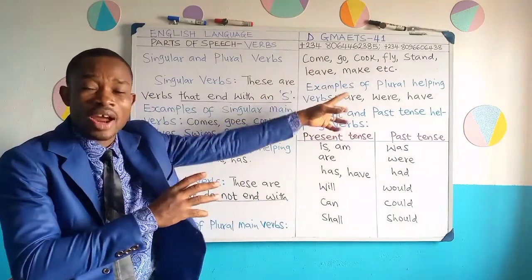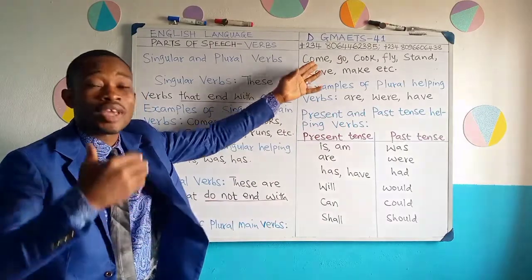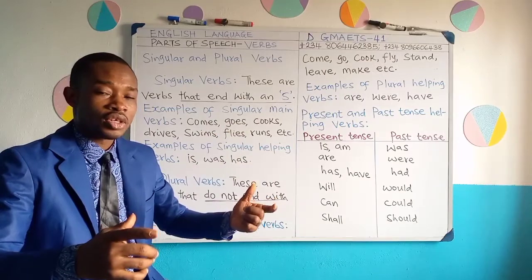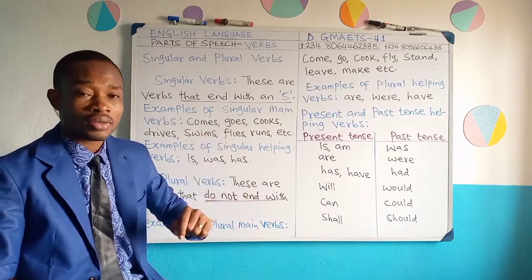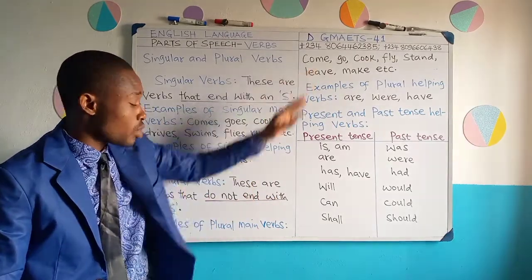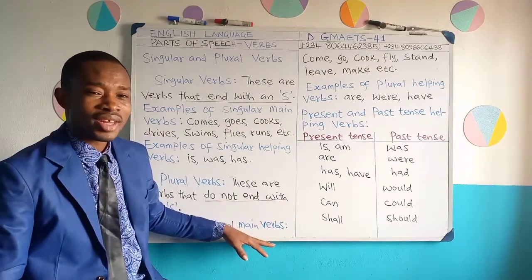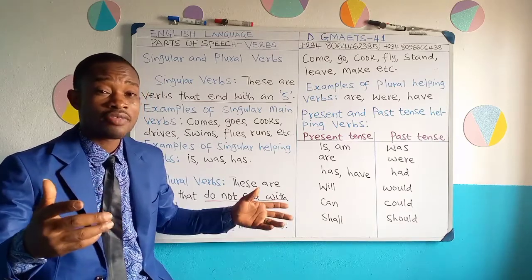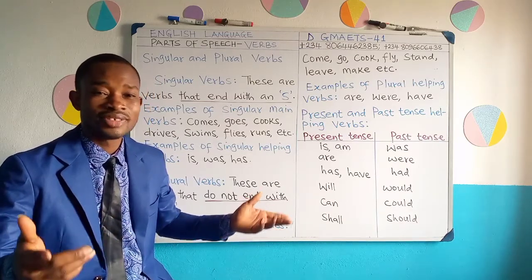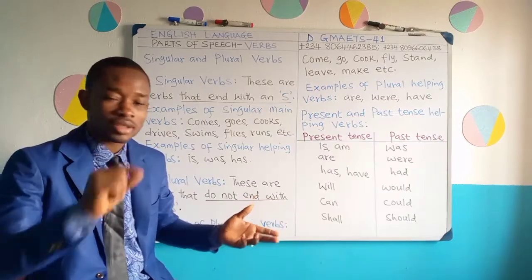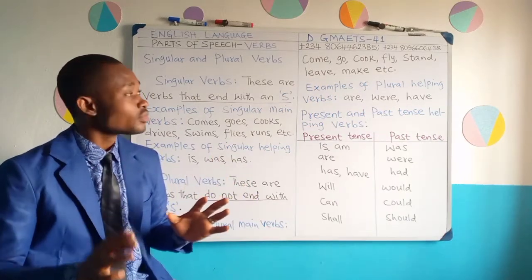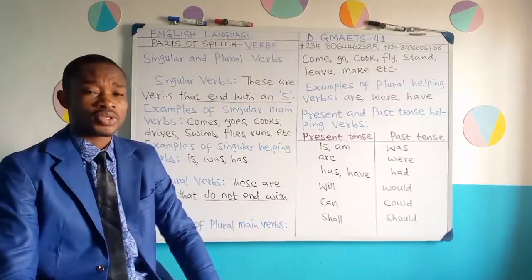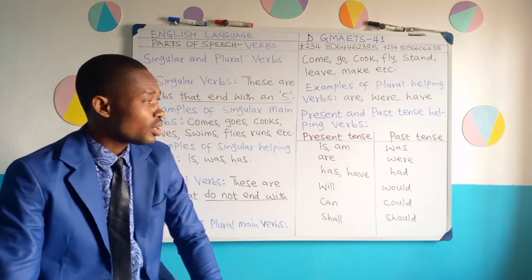Now look at these examples here. The words I spelled, none of them end with an S. None of them end with an S. So it shows that they are plural. So these are some examples of plural main verbs, that is plural lexical verbs. There are still many more of them. Drive, sleep, run. Okay? So they do not take S at the end. Let us look at some examples of plural helping verbs, that is plural auxiliary verbs.